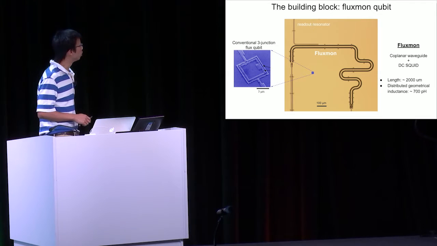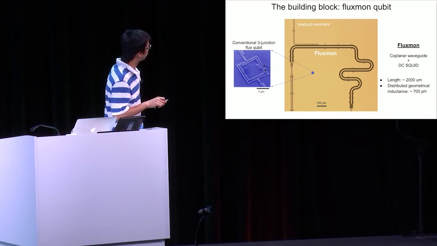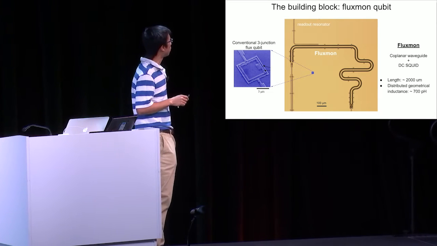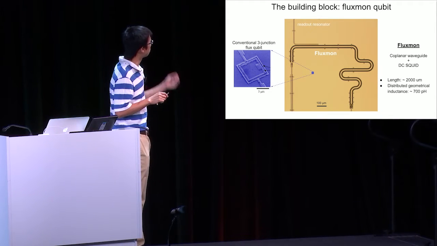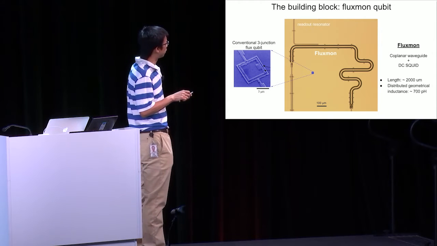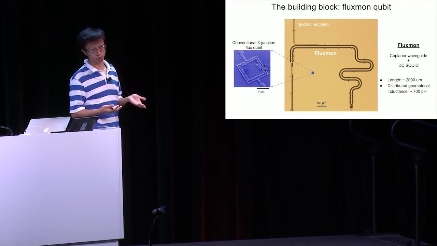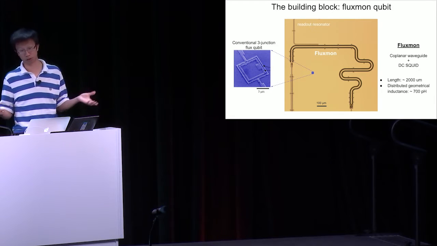First of all, some of you may be more familiar with this conventional 3-junction qubit, as the one shown here on the left. If I put this conventional 3-junction qubit next to our qubit and we scale them properly, you can see this is a much smaller size compared with our qubit. So the biggest feature of our qubit is very simple. We have a very big qubit.